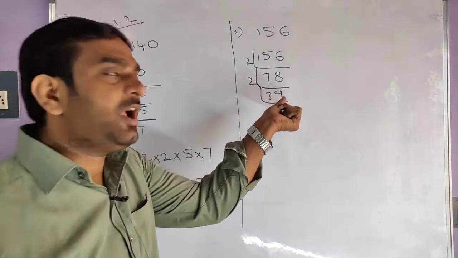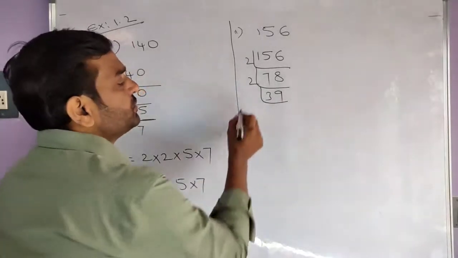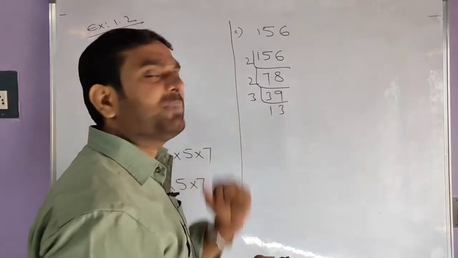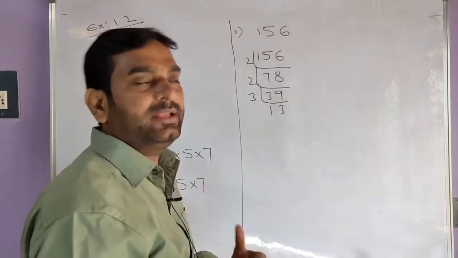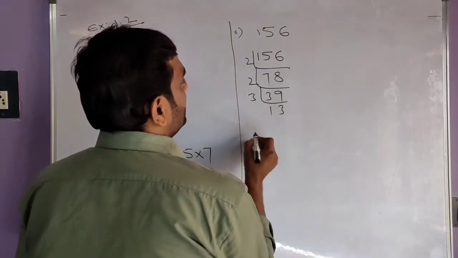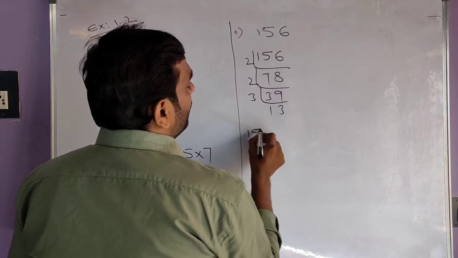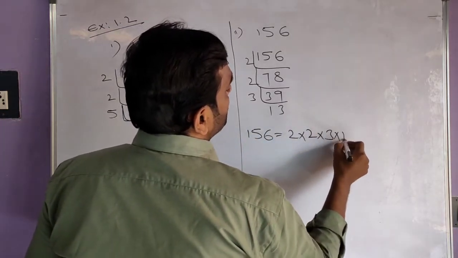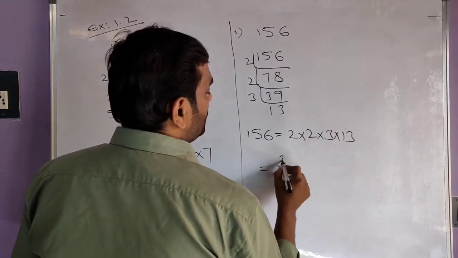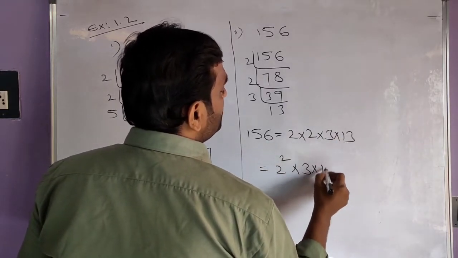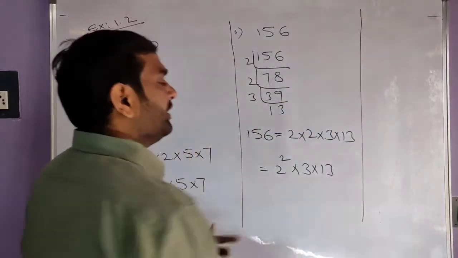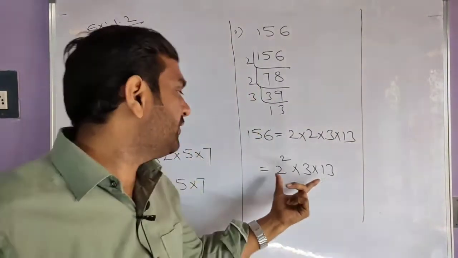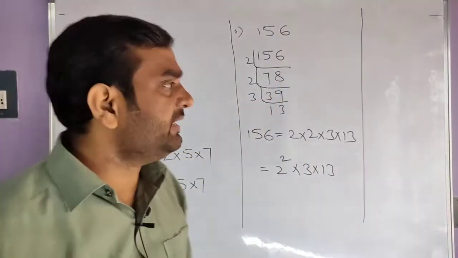In the unit digit, we have 9, so it's not divisible by 2. So try with 3. 3 ones are 3, 3 threes are 9. 13 is a prime number, so it is not divisible by any number. 13 ones are 13. So for 156 we got 2 into 2 into 3 into 13, that is 2 square into 3 into 13. The prime factors 2, 3, 13 we got; the product of these is nothing but 156.